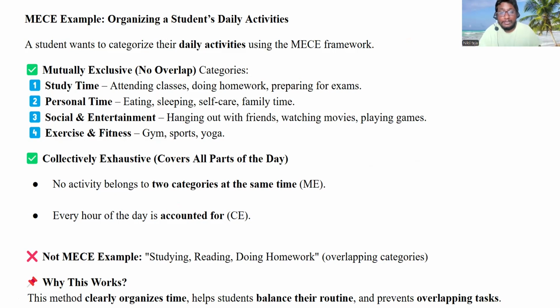He can organize time clearly, help students balance their routine, maintain their schedule and prevent overlapping tasks. Why? Because study time is not overlapping with personal time. Personal time is not overlapping with fitness and all these things. So there will be different, distinct categories, but collectively all are under the same day. So that is one example.